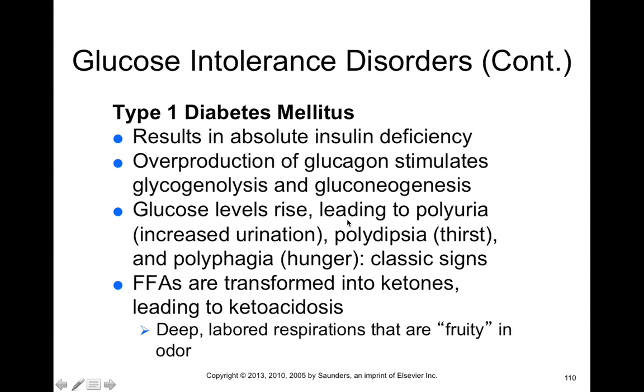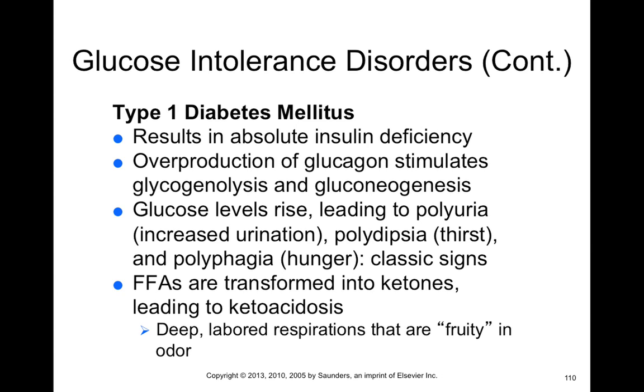Now, it results from absolute insulin deficiency, and this overproduction of glucagon can stimulate glycogenolysis and gluconeogenesis. Now, as glucose levels rise, this can lead to polyuria. The reason why you get polyuria, you guys, is this causes glycosuria. Glycosuria is sugary urine. Sugar is a solute. If you have such high blood sugar that your kidneys can't even reabsorb it, then you're going to lose some sugar in urine.